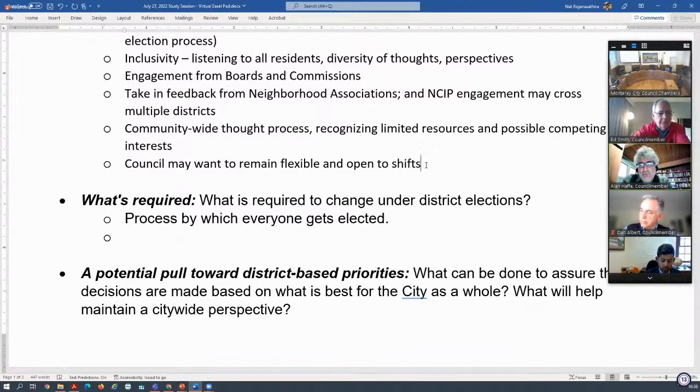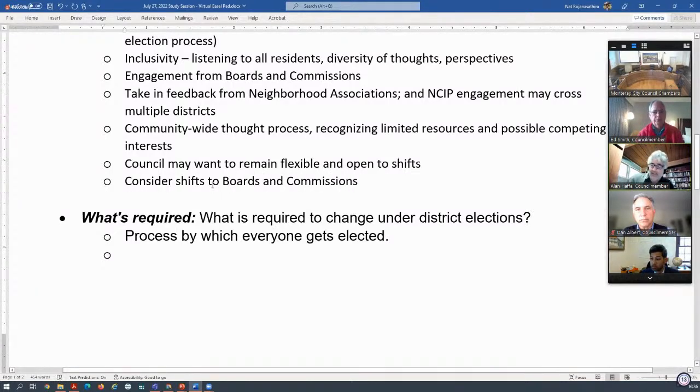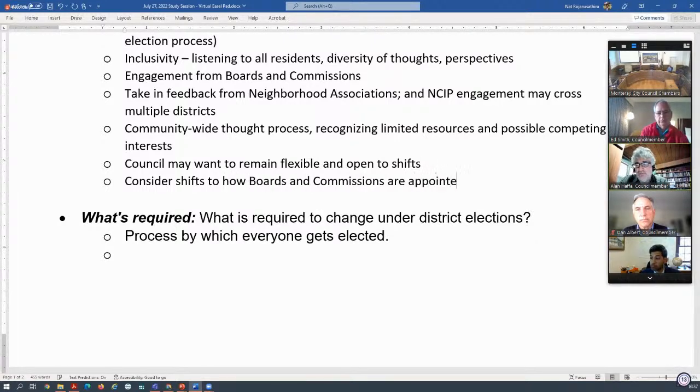So, I think this is related to what may need to change. I think it's worth a conversation of should it change, and that's the boards and commissions and their makeup. Council's gone back and forth over the years with different methods of how we appoint people to boards and commissions, and I'm wondering if this isn't a good time to talk about that and whether it should shift. One thing that occurs to me is the NCIP is unique in that, although it isn't based on representation by district, it's based on representation by neighborhoods. But to that extent, it guarantees the kind of geographical diversity anyway across the city.